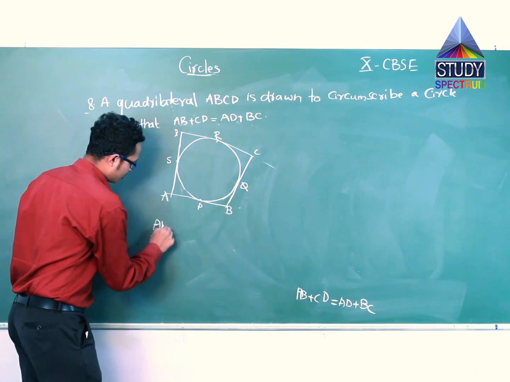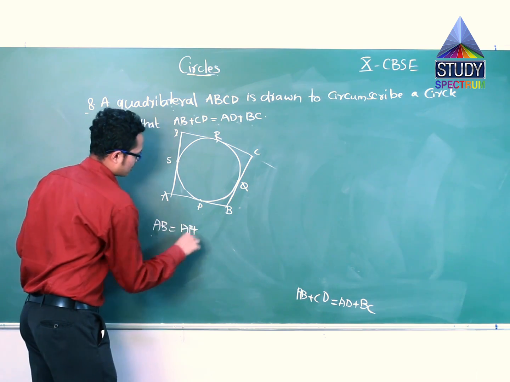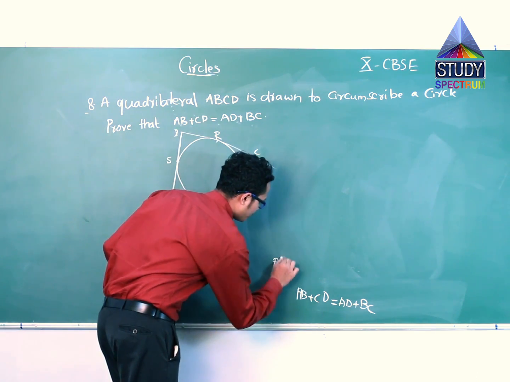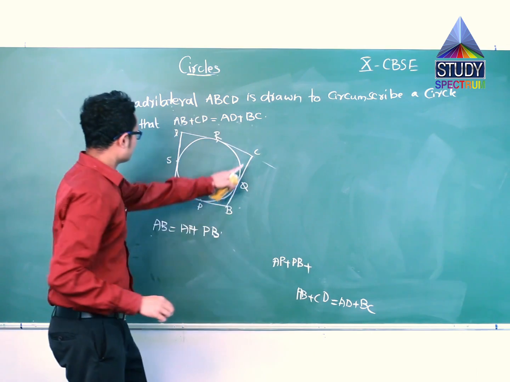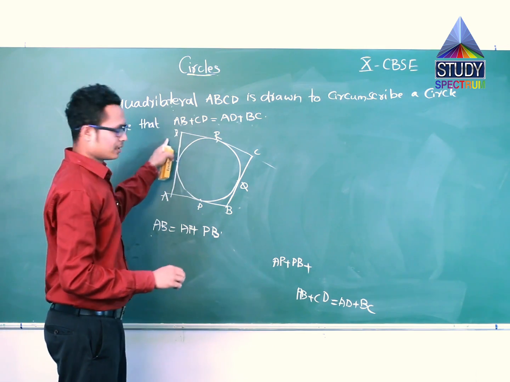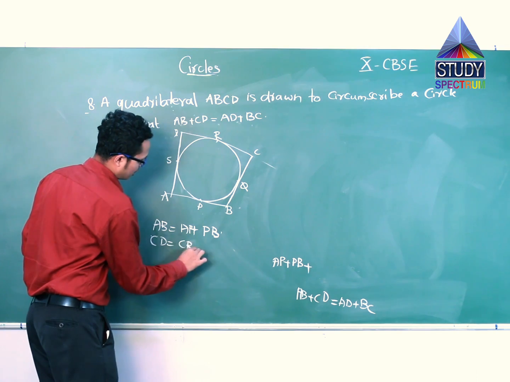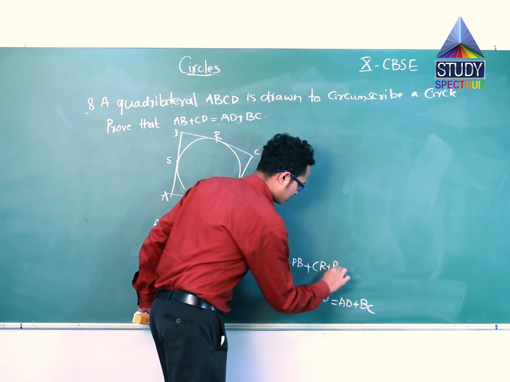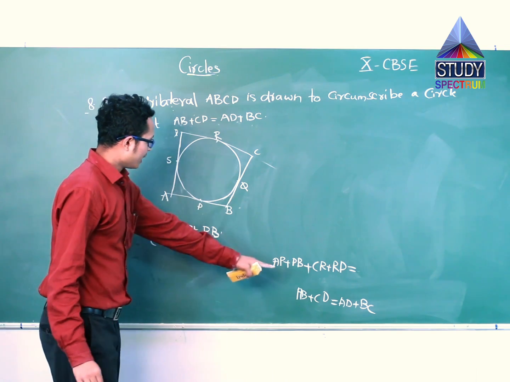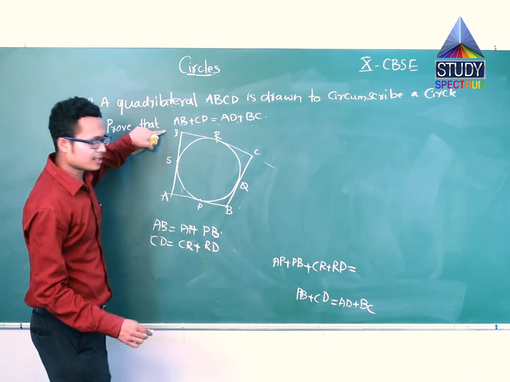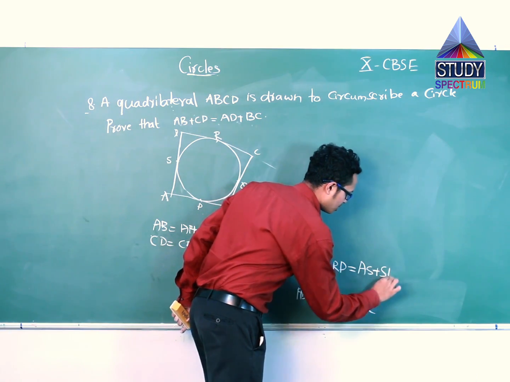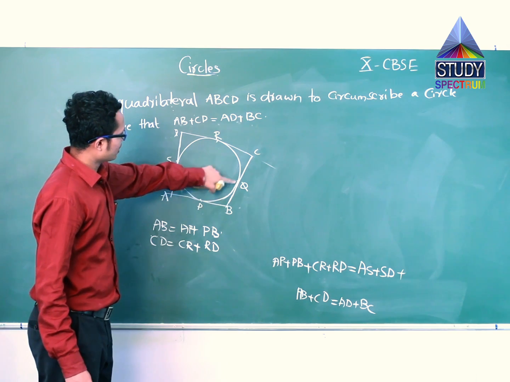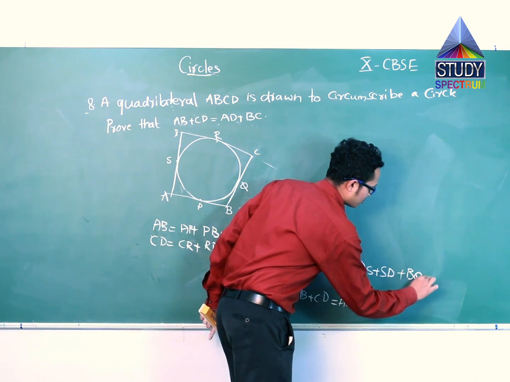AB is equal to AP plus PB. So AP plus PB plus CD, where CD is equal to CR plus RD, is equal to AD, which is AS plus SD, plus BC, which is BQ plus QC.